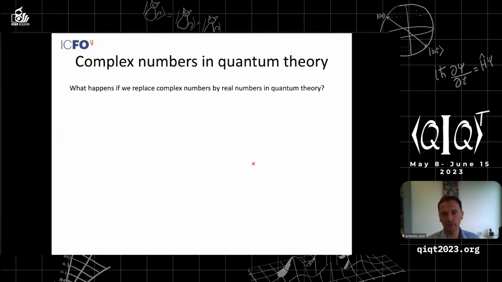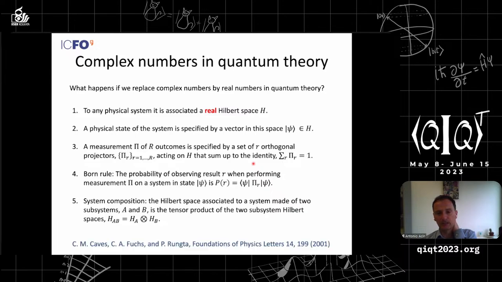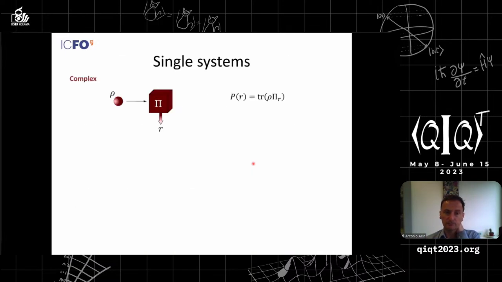So we want to understand what happens if you replace complex numbers by real numbers in quantum theory. What I'm saying is that you take the same theory defined by the same postulates, but you simply change complex to real. Okay, so this is the change I'm going to implement in my theory. And this is a question that has a sort of long tradition in the quantum foundations community. You can take a look at this paper, for instance, where they talk about this question.